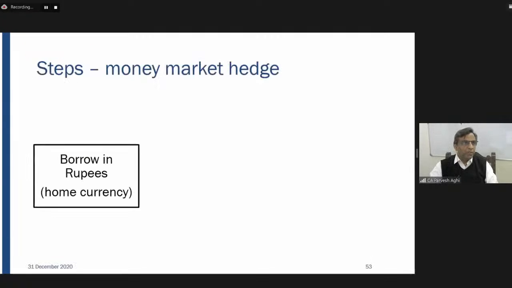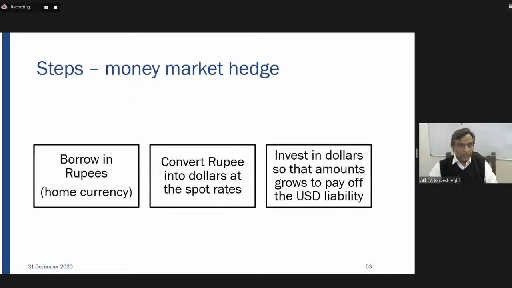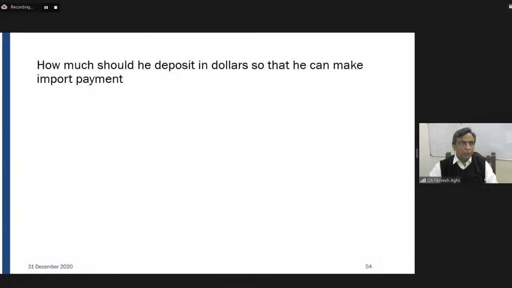So let's first use the money market hedge: borrow in rupees. This is a case of import, so he's going to borrow money in the home currency, convert it to dollars, and invest there so that the investment grows to the US liability which he has to pay. So how much should he deposit in dollars so that he can make the import payment?